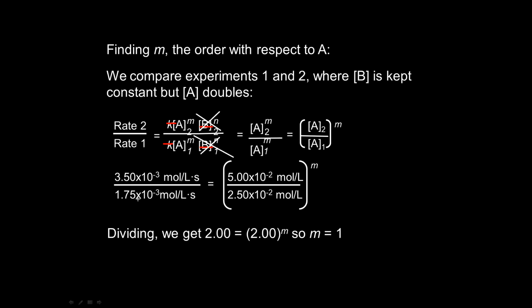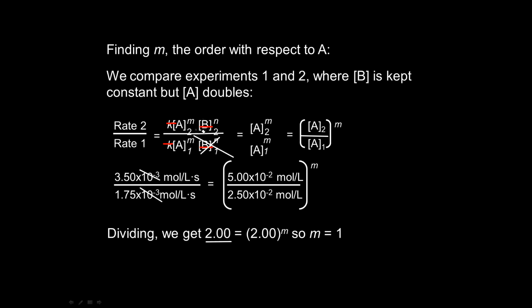And when we look at it, it's 3.5 times 10 to the negative 3. We can even cancel out the 10 to the negative 3 on top and bottom, because it's going to be the same. So what we're really looking at is 3.5 divided by 1.75. That's 2. And 5 divided by 2.5 is also 2. So 2 equals 2 raised to the M power, because we still have that M right there. That's what we're looking for. Now, this comes out to be very easy: M equals 1. We didn't have to go through all of this math.